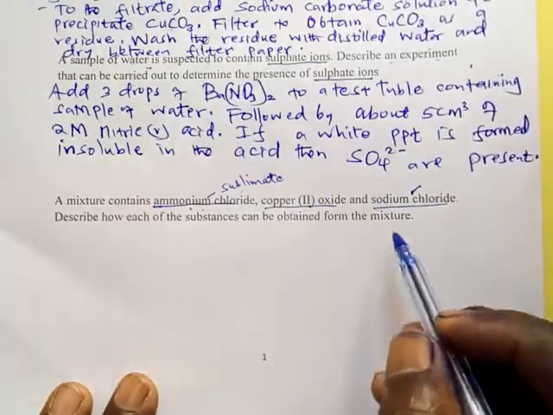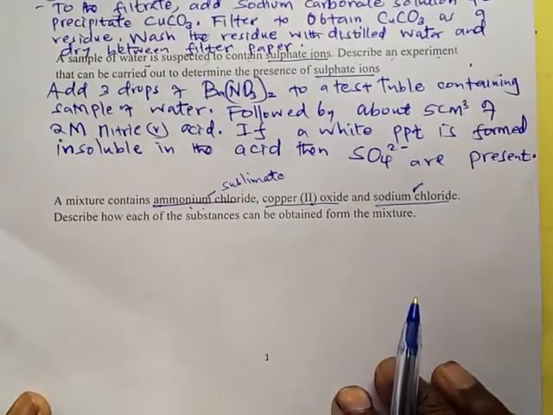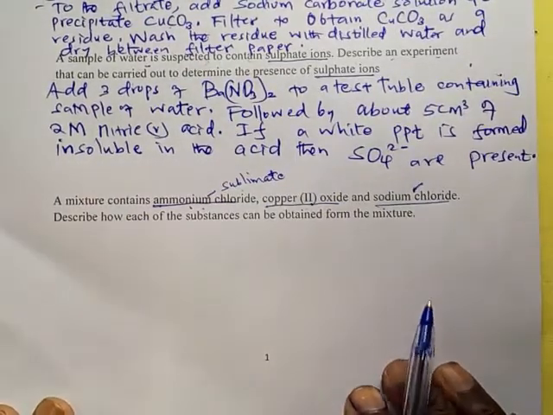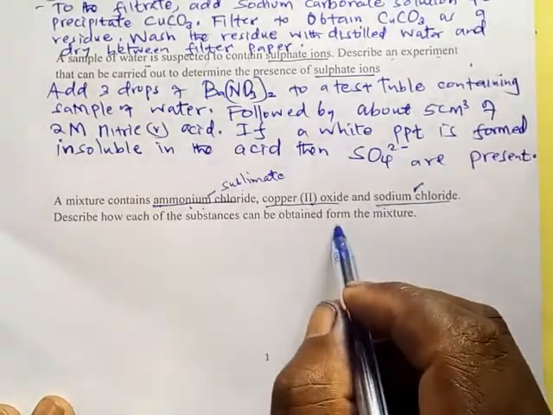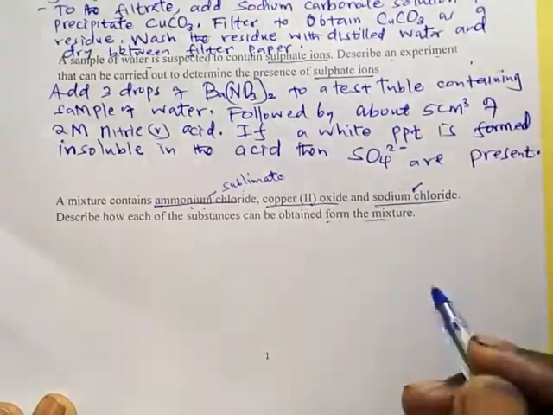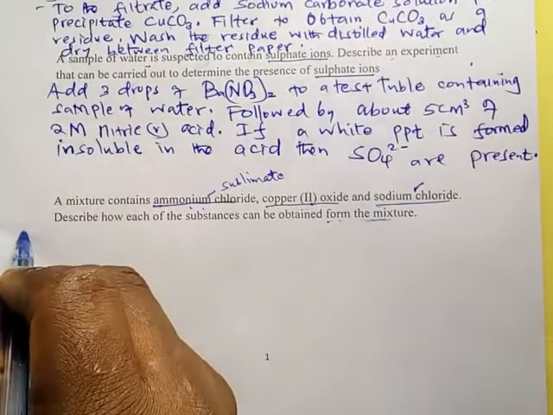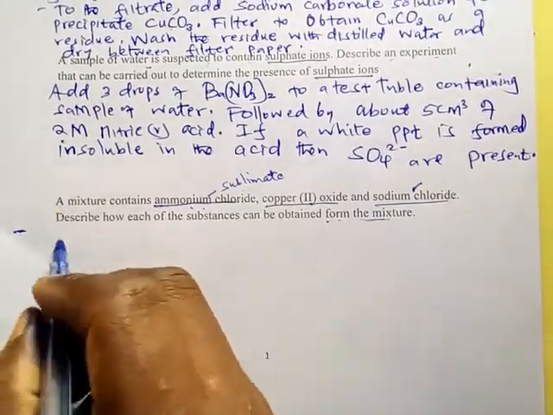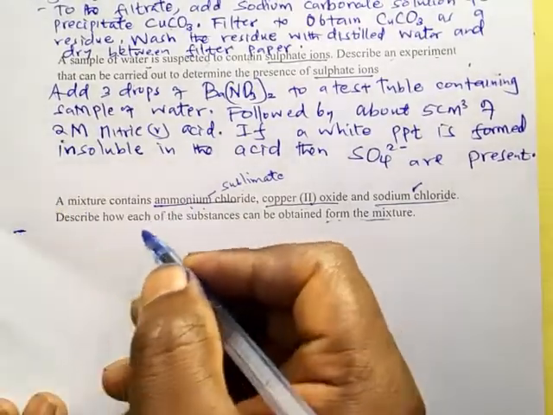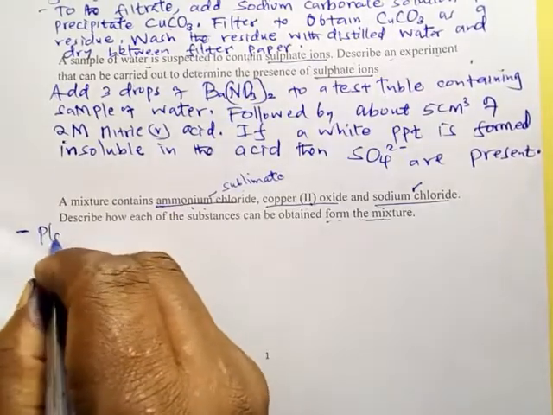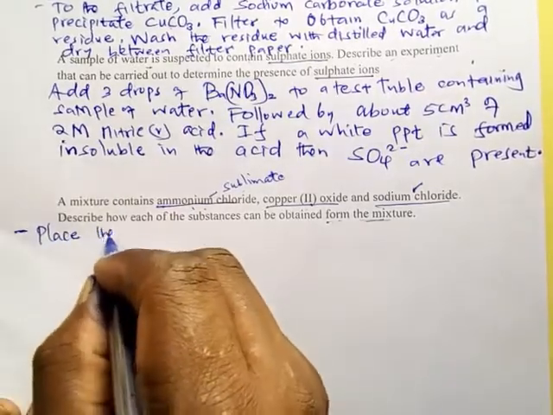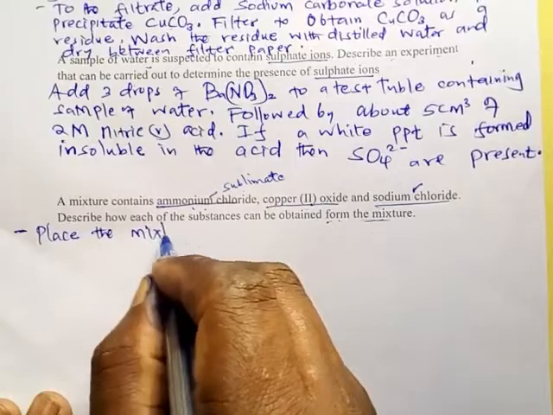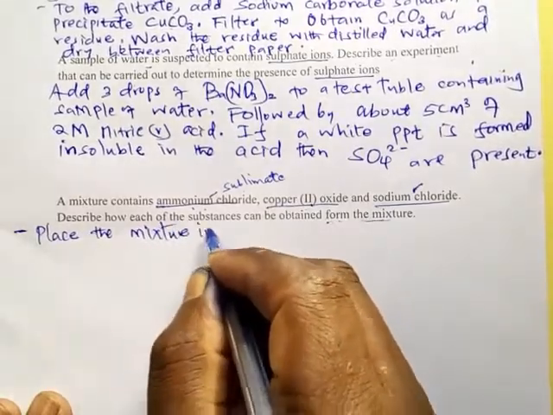So how will you separate? How can you separate these 3, each of them, to obtain each of them without losing any of them? So let me give you the procedure on what to do. You put this mixture in a beaker. So place the mixture in a beaker.